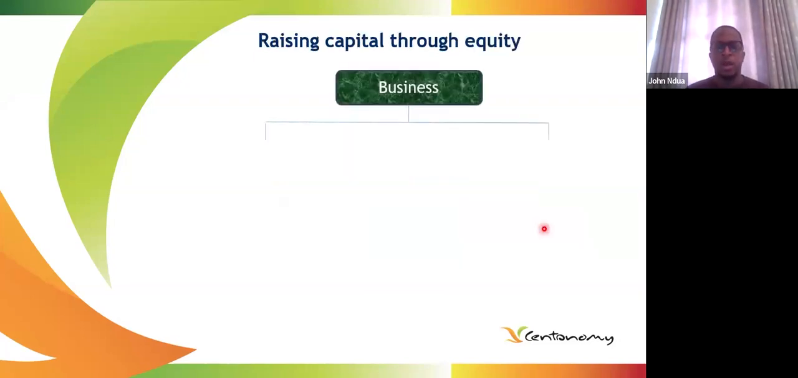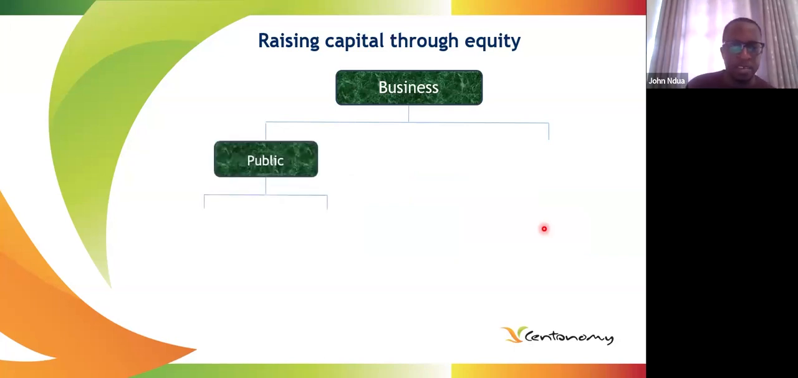So when talking about equity, we will concentrate on the public side, which is listed equity. And when you talk about equity, you're talking about businesses. And these businesses basically operate in an economy. They operate in countries, they operate in an economy, they operate in an industry. And with this, there are two major types of businesses. We have public businesses and we have private businesses.